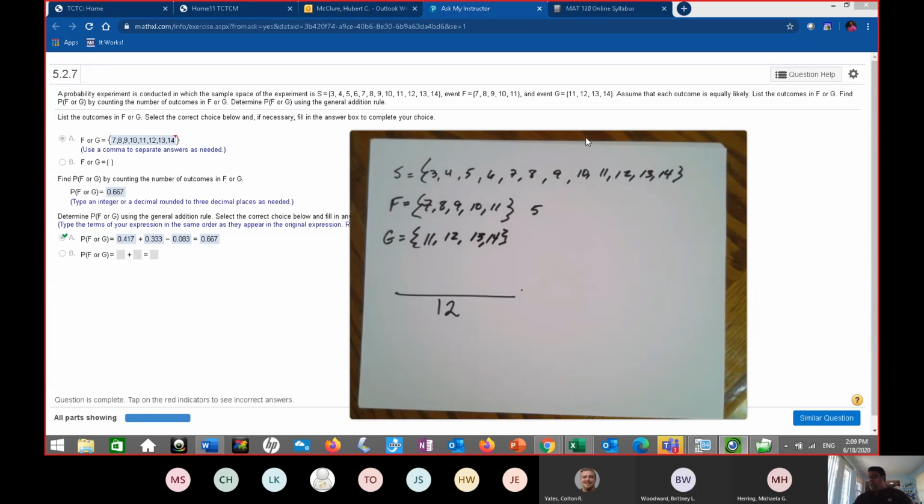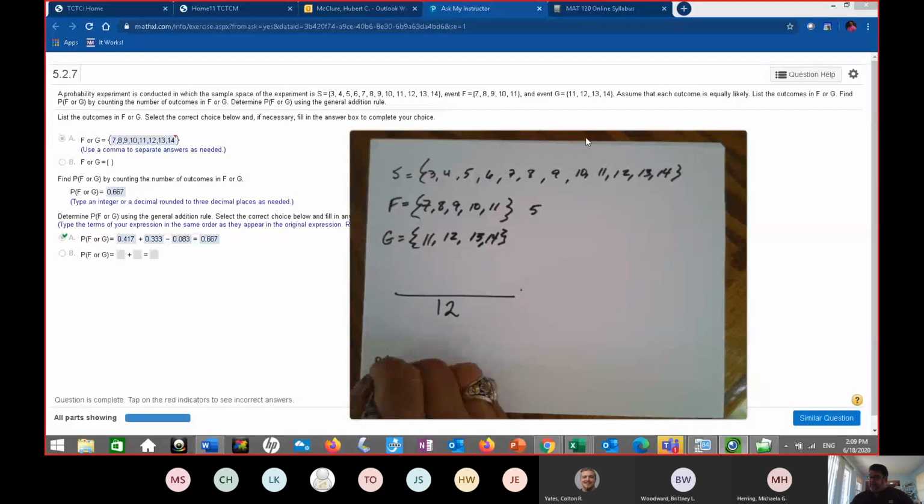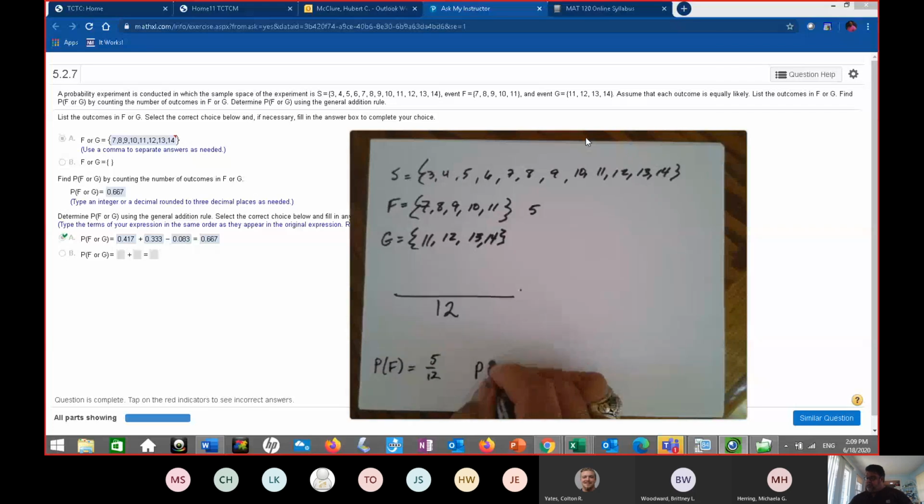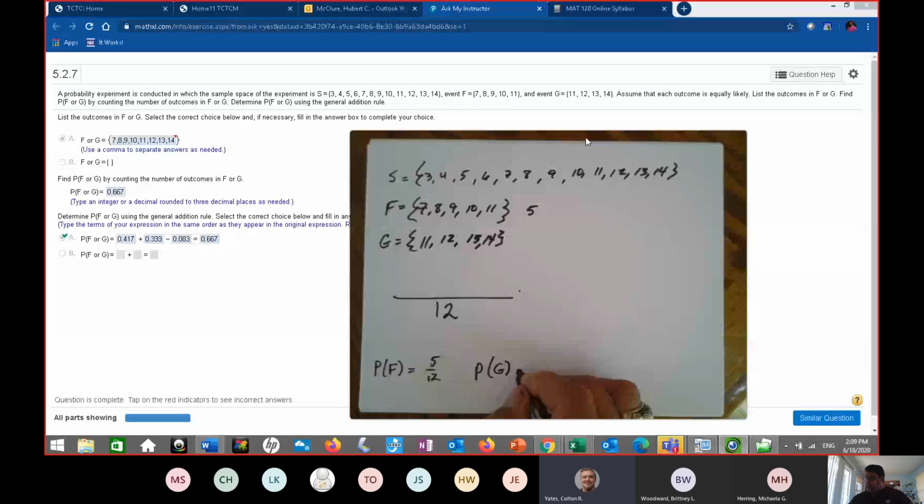Everybody with me? Yes, sir. So let's say they wanted the probability of F. The probability of F would be 5 over 12. The probability of G would be 4 over 12. I'm just trying to give y'all some kind of sense of what's going on here.